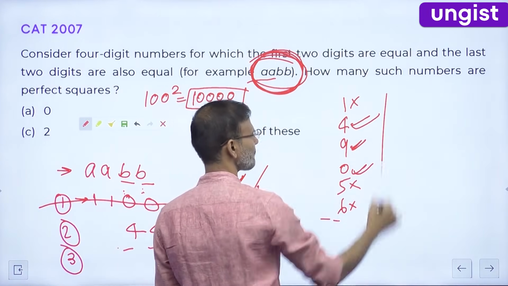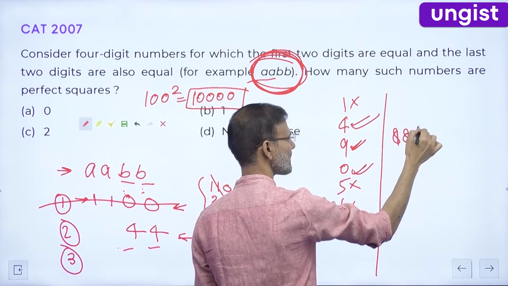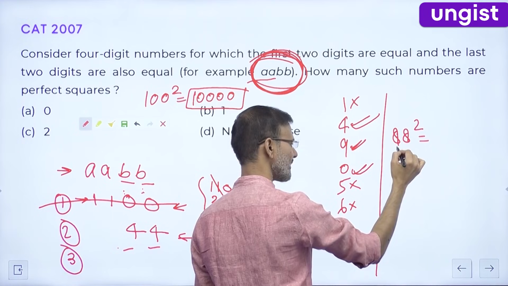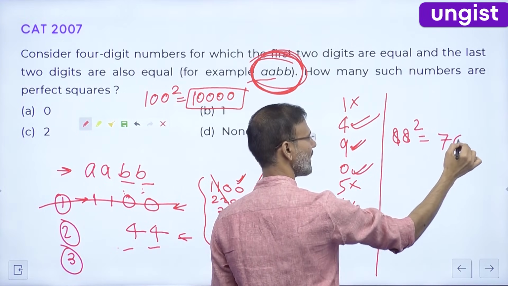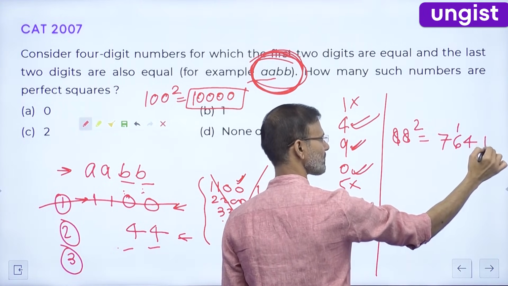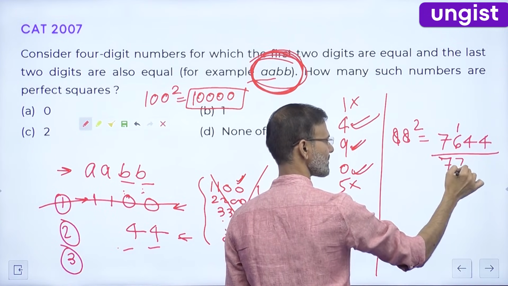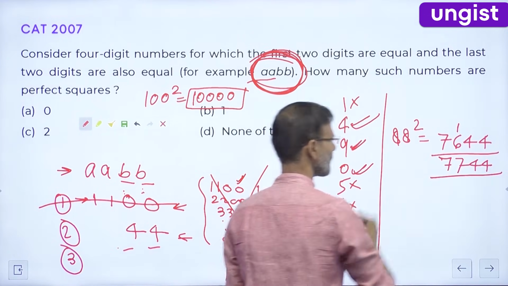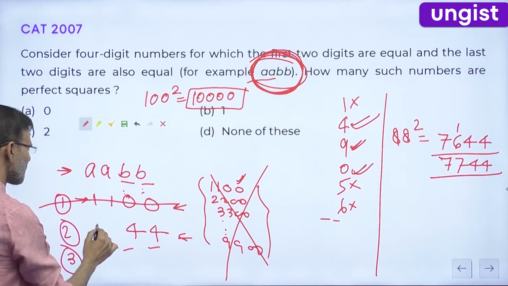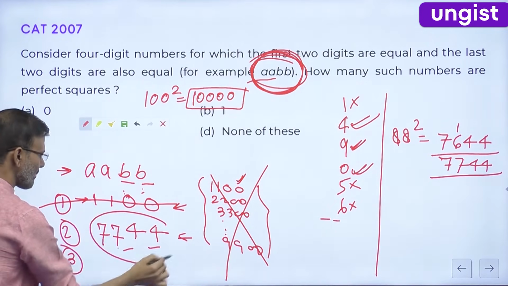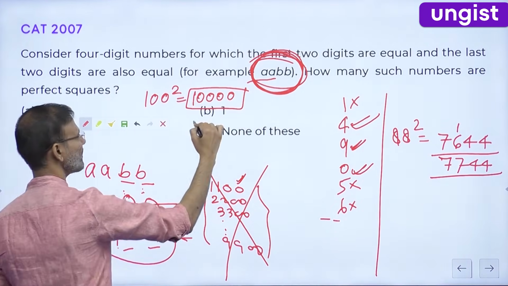Now tell me, how to find the square of 88? This number is 12 less than 100. Subtract 12 from this number, and then 12 squared is 144. So this is 7744. Everybody, only one such number, 7744. This is the perfect square, and this is the square of 88.